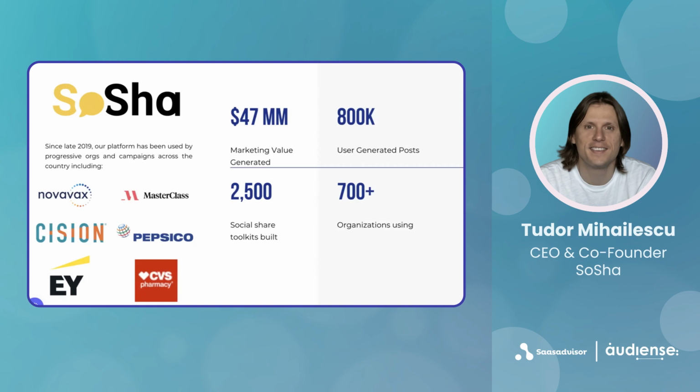The main product we develop is called a social share toolkit, which is a way for companies and brands to suggest draft social posts to their community members that they can then customize and share with their networks. We're building an alternative to advertising, a way to generate organic content at scale. We also help organizations track that engagement. The posts shared on different social networks on behalf of these organizations have generated so far an estimated $47 million in earned marketing value.